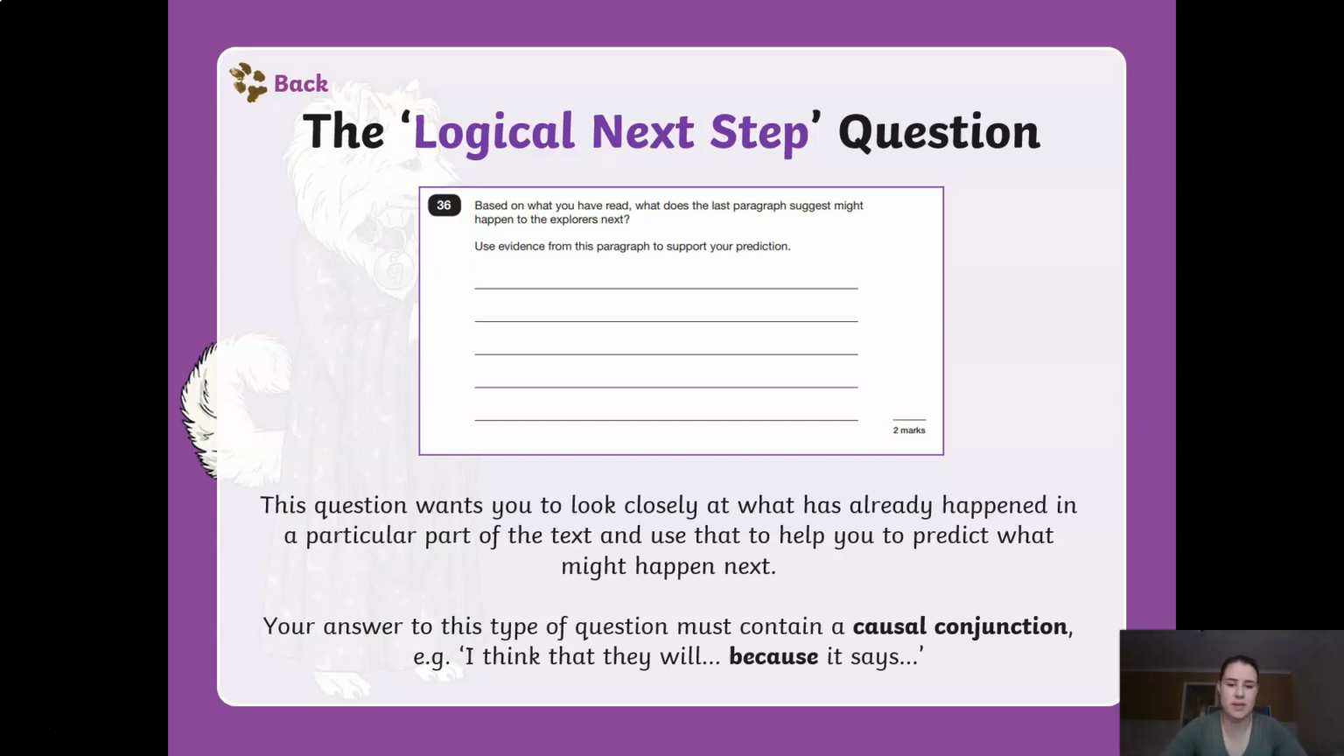So you provide your point. I think that, so based on what you've read, the last paragraph suggests might happen to the explorers. So I think the explorers will get lost because in the text it says ... That's where you're going to give a reason. So because, however, okay, so those are your causal conjunctions. That's quite an easy one. It's effectively just your point and your evidence, okay?